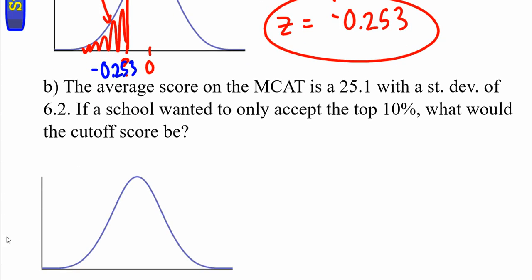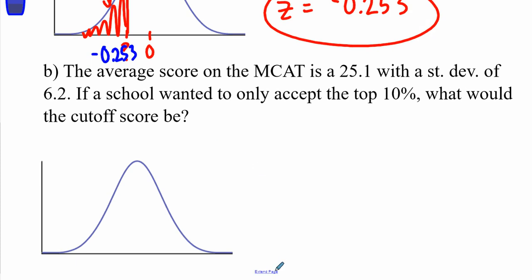Now we're going to continue with that MCAT question and say this. So the MCAT, some schools set cutoff scores. Let's say again that MCAT had an average score of 25.1 and a standard deviation of 6.2. Let's say a school wants to only accept the top 10%. What would the cutoff score need to be?